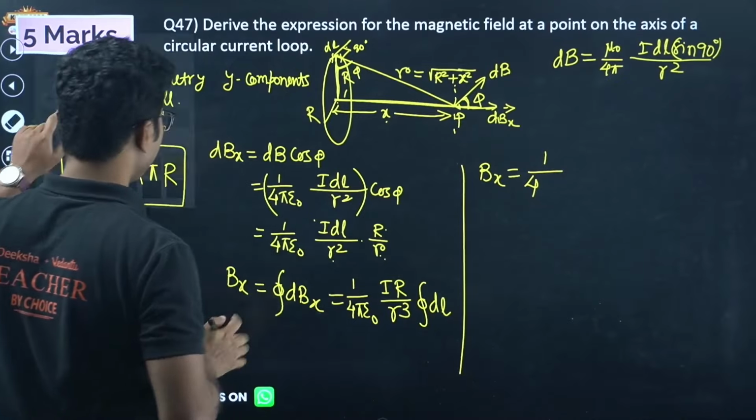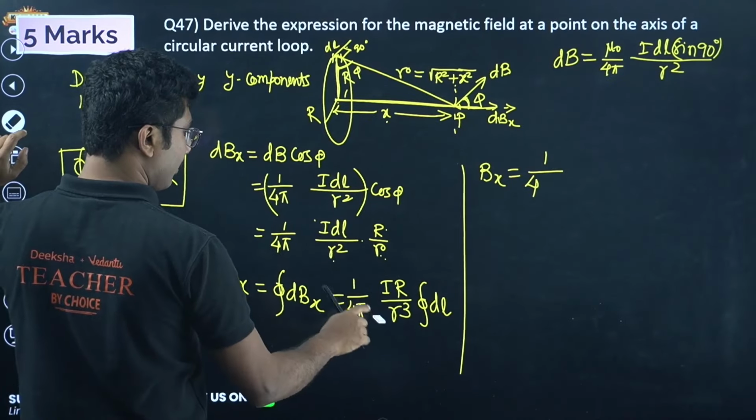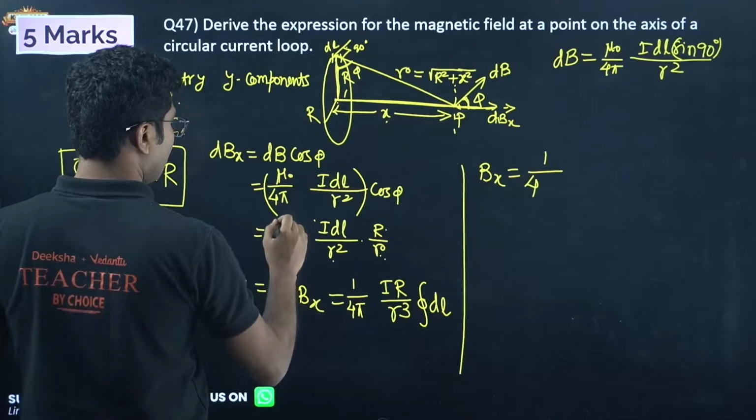One mistake I made, please pardon me. It is mu naught by 4 pi, not 1 by 4 pi epsilon naught. So it will be mu naught by 4 pi.